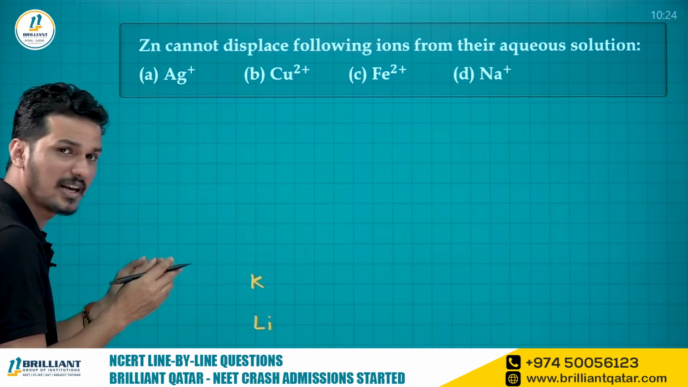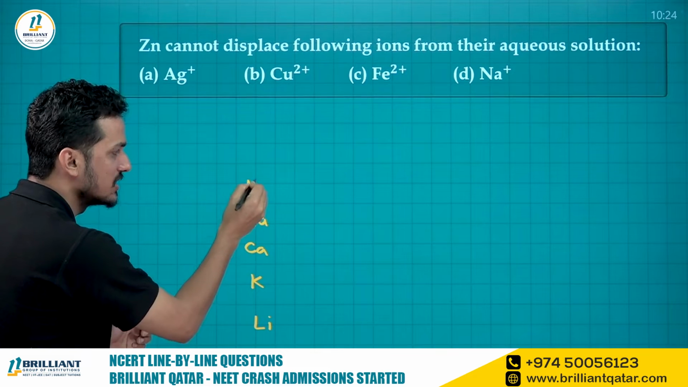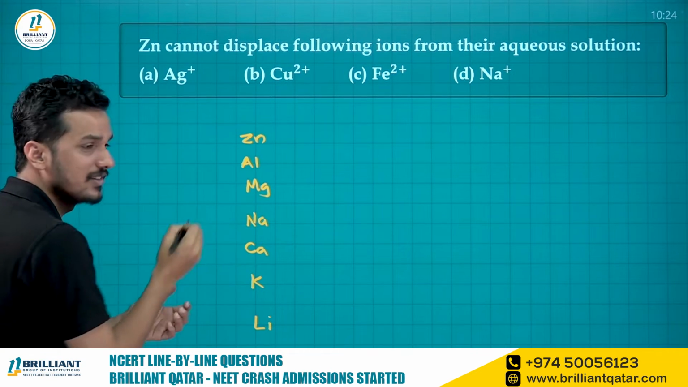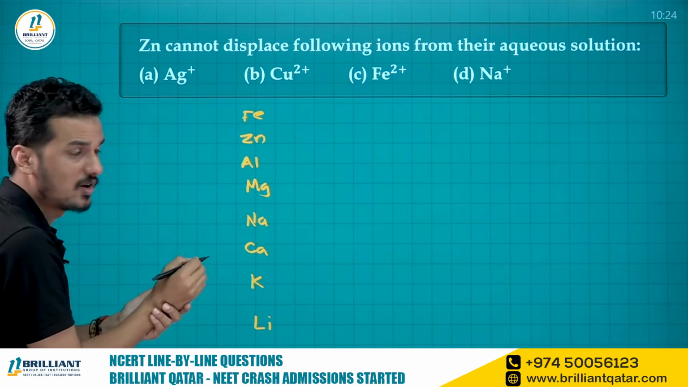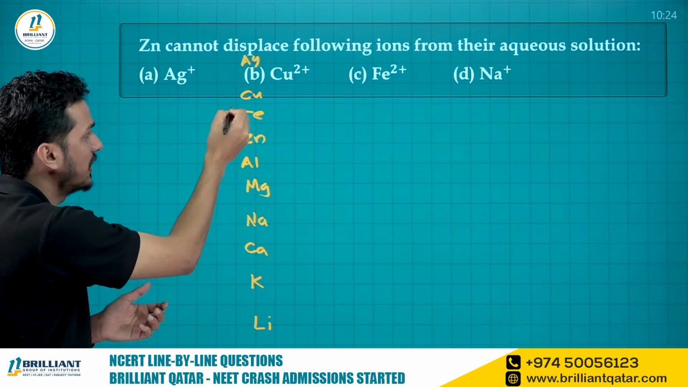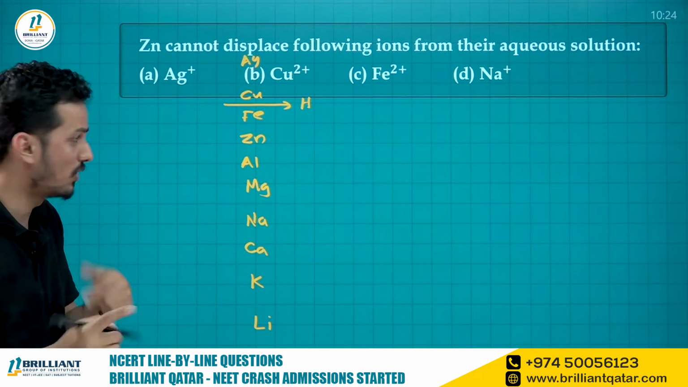Yes or no? Then I am writing calcium, then sodium, then magnesium. Then aluminium, then zinc. Then iron, then copper, then silver. Here, in between copper and iron, I am putting hydrogen. So you learn it like that.